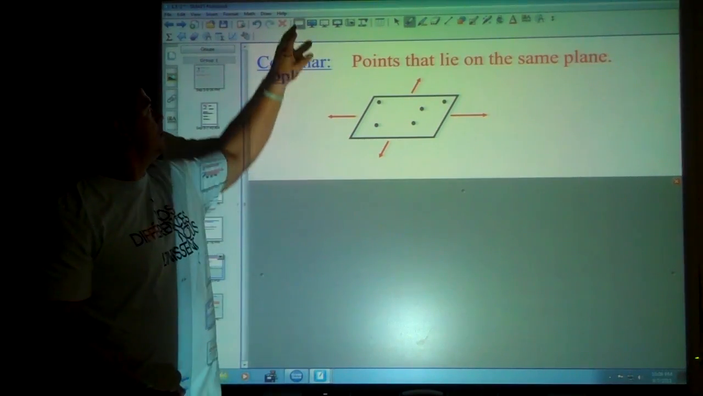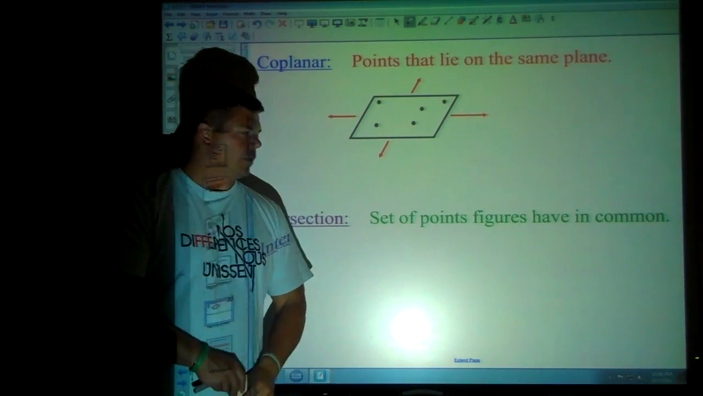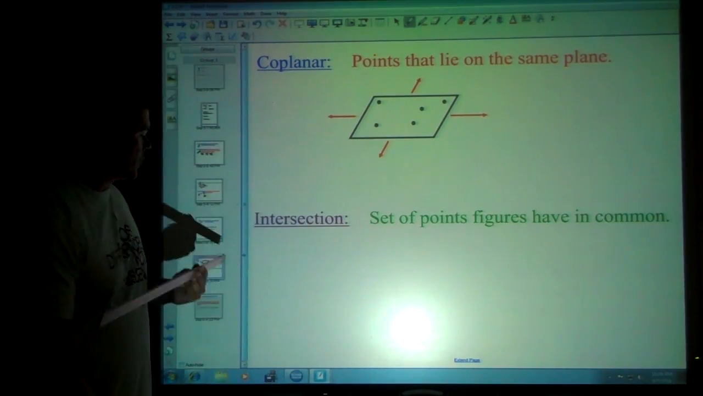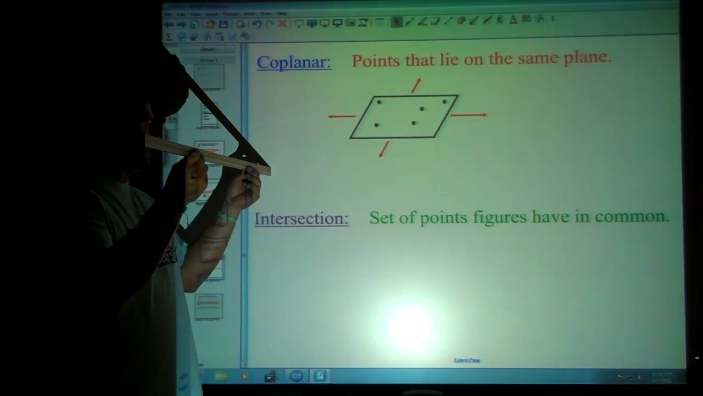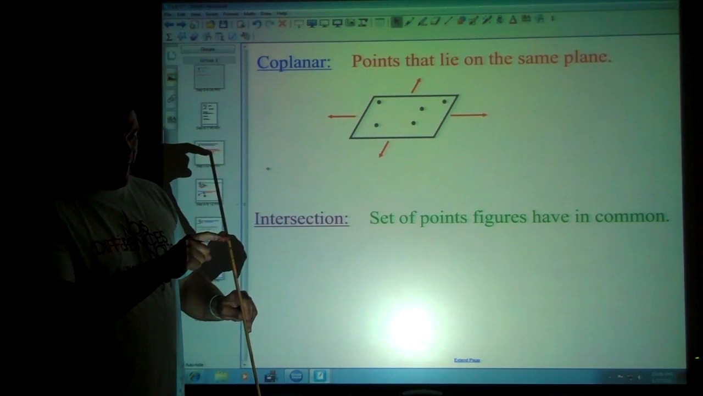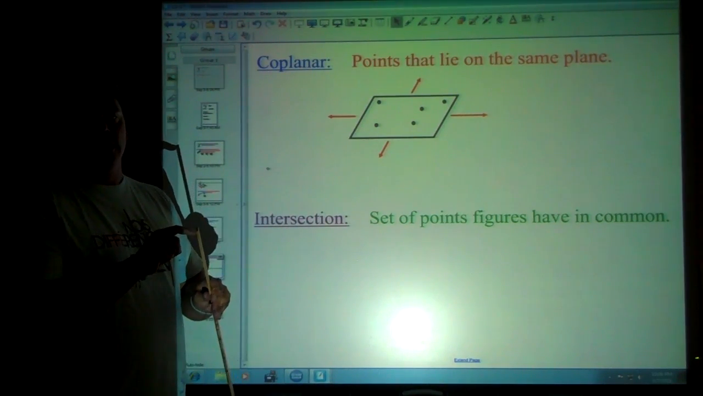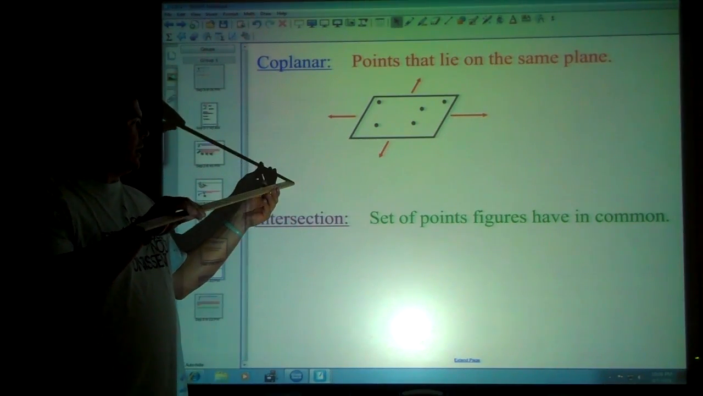And our last definition, intersection. A set of points where the figures have in common. Anywhere they come in contact. When I actually put this meter stick against here, that is the point of intersection. And in fact, this whole edge was touching the board, which means all of those points are intersection points. Right there. So there's more than just one spot. It would actually be a whole bunch.